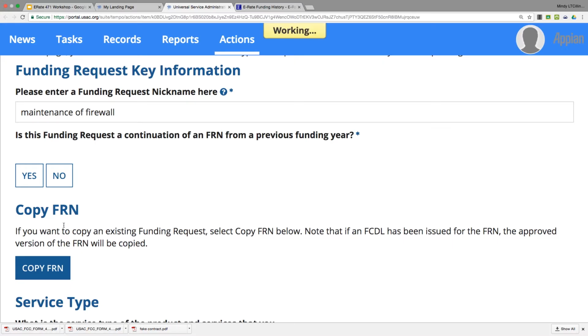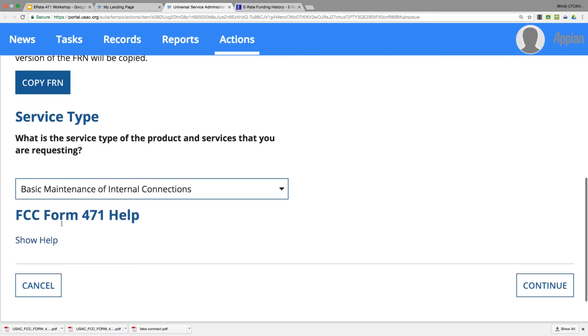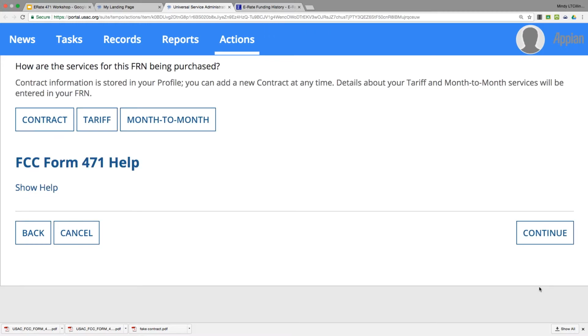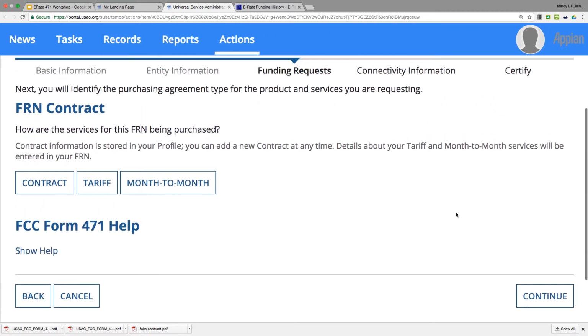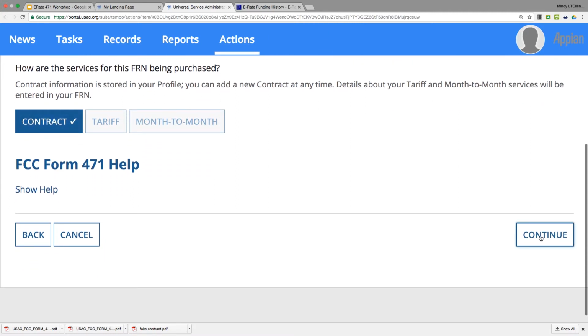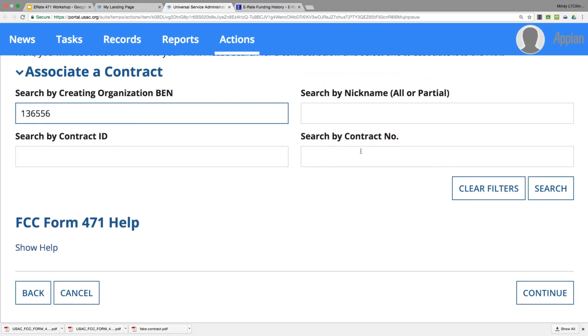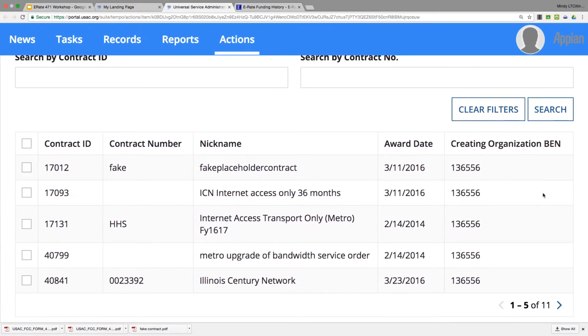This is not a continuation, so I'm not copying anything over. And on this particular one, I'm going to try basic maintenance. We'll see if it works. Oh, it did work. Okay, so I'm going to say this is a basic maintenance contract because it's a bid. And the basic maintenance is going to be for my firewall. Again, I need to check my 470 and make sure it was there. And the basic maintenance is going to be looking up my contract. This is, I think, where it kicked me out yesterday.